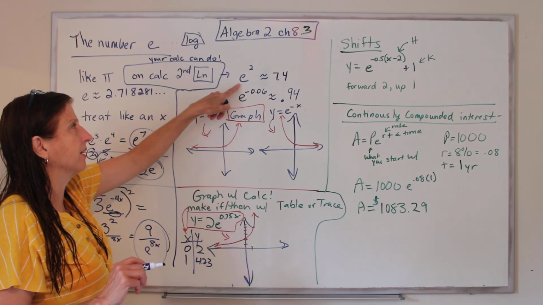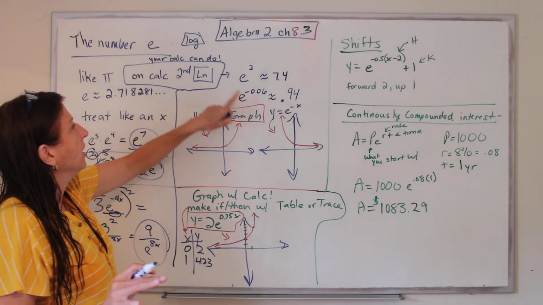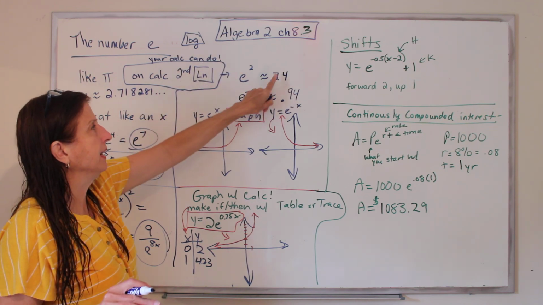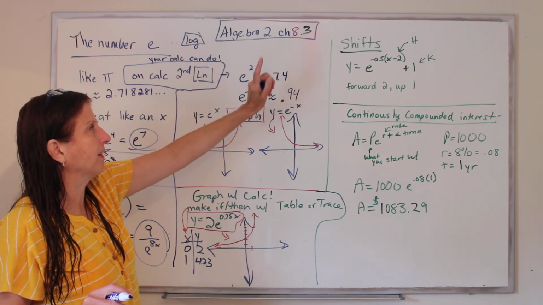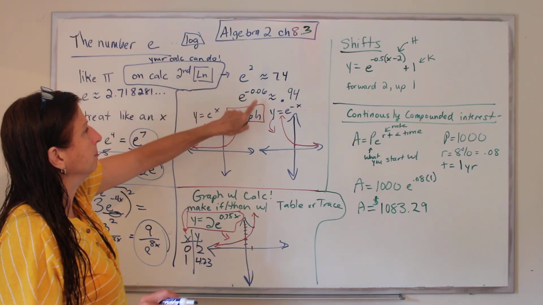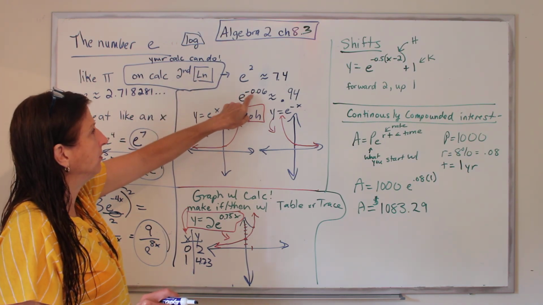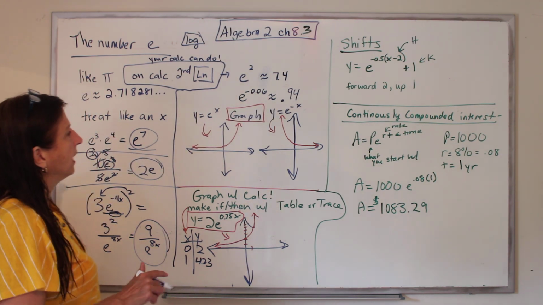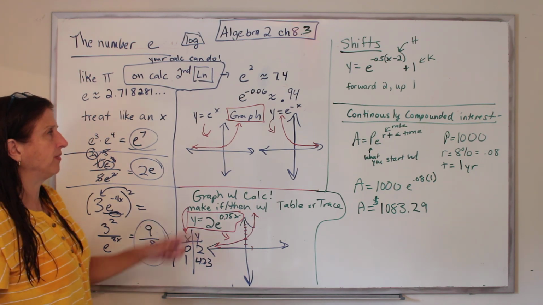So on your calculator, I want you to pause this and try it. You'll do second log, get your e, then fill in 2, and then hit enter, and it'll be 7.38 on and on. Also try this one. Do e and make the exponent negative 0.06. It's about 9.4. Also, I want you to graph this on your calculator.